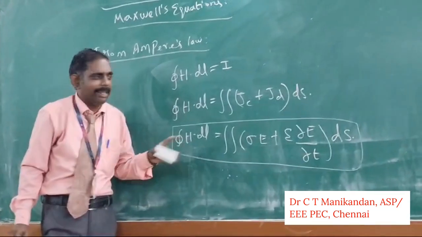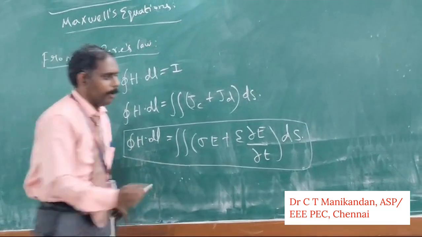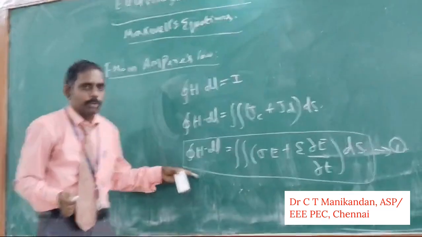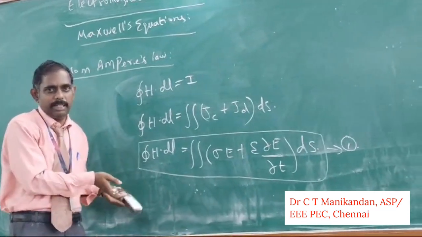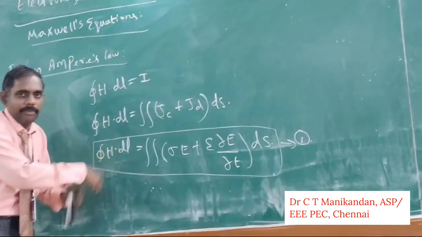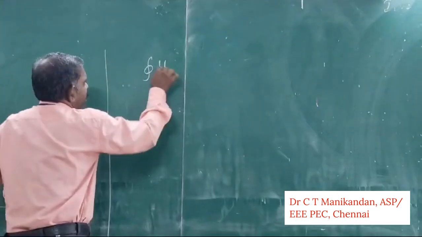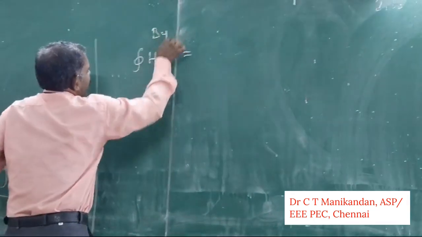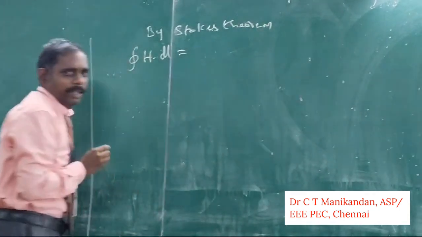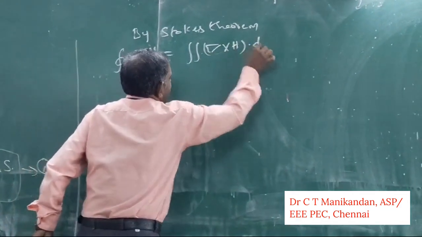This is Maxwell's equation one in integral form. We can also have it in differential form. We can convert the integral form into differential form using either Stokes theorem or divergence theorem. Through Stokes theorem, first we convert it into a comparable form, then we can compare it. So by Stokes theorem, closed integral of H dot dl can be represented as surface integral of del cross H dot ds.